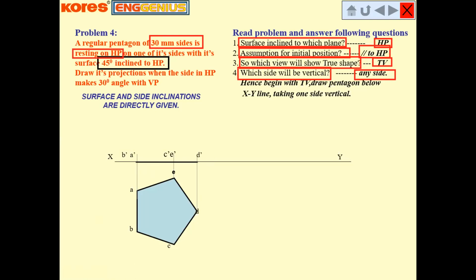So initially, one pentagon is resting on the horizontal plane. You can indicate its top view and front view like this. This is the top view, where you will see the pentagon. If you look at the pentagon from the front, it will look like a line like this. So this is the first position, the initial position as per the data given to you.